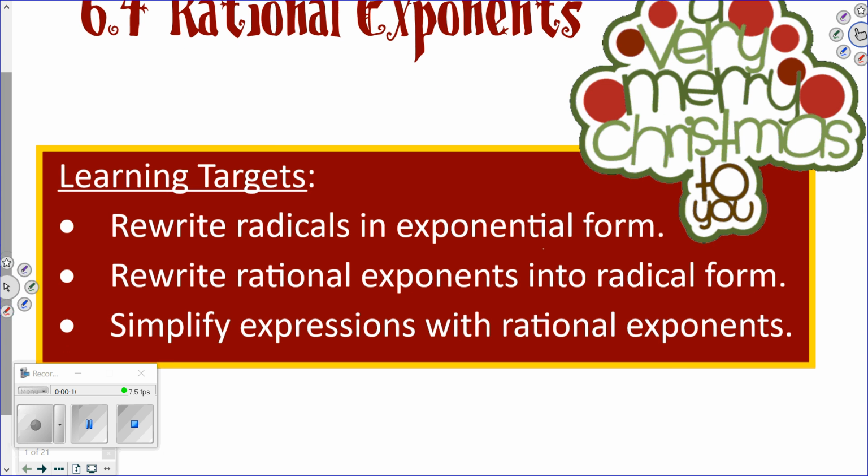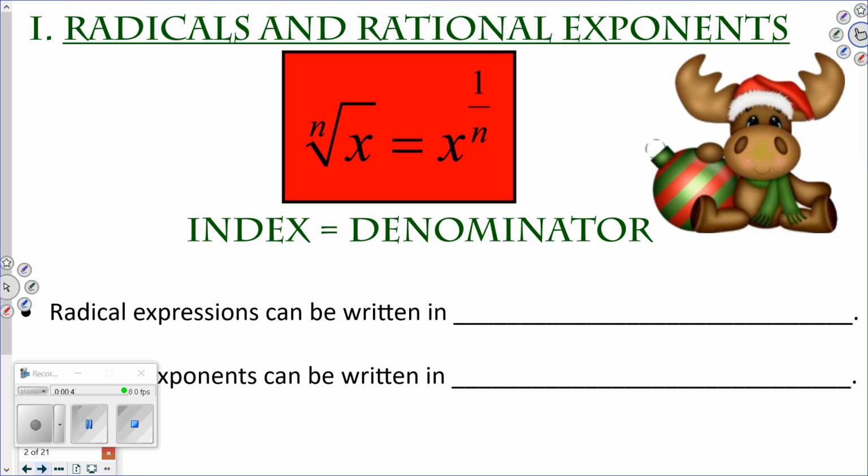Today we are focusing on rewriting radicals in exponential form. So you can go from a radical to an exponent that's a fraction. There are different forms to write these in, so we're going to flip back and forth between the two forms, writing rational and radical, and then get into simplifying with rational exponents. Sometimes it's easier to simplify when there's a radical, sometimes when there's a fraction for an exponent. It just depends on what you're looking at. That's when it gets a little trickier.